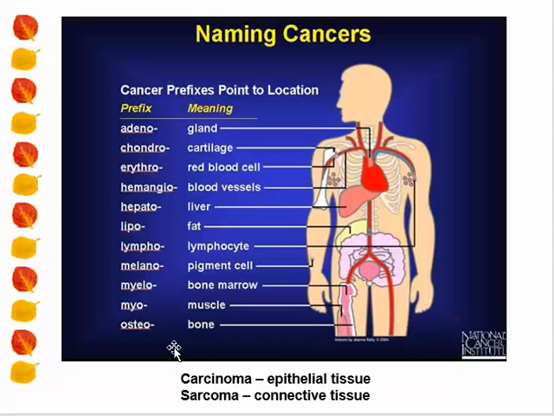Okay. So a chondroma is a benign growth of cartilage. A chondrosarcoma is a malignant one. Erythro is red blood cells. Hemangio is blood vessels. Hepato is liver, so like a hepatosarcoma, right? A lipoma, I've already mentioned, is fat. So a benign fat growth is a lipoma, right?